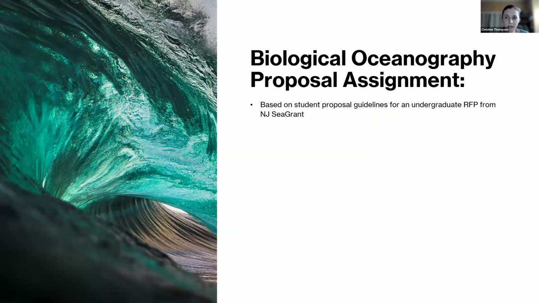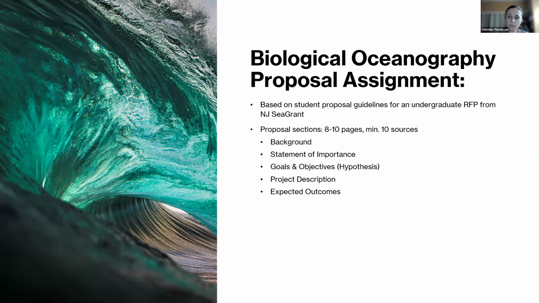So for this assignment, it's this proposal assignment, and it is based on student proposal guidelines from a real undergraduate. I think it doesn't exist anymore, but it's an RFP from the New Jersey Sea Grant. And so the sections for the research proposal, it had to be on any topic related to biological oceanography. It was 8 to 10 pages, minimum of 10 sources. It needed a background, statement of importance, goals and objectives with integrating a hypothesis into that, the project description, which is really the meat of the proposal, how they're going to accomplish their study and the expected outcomes.